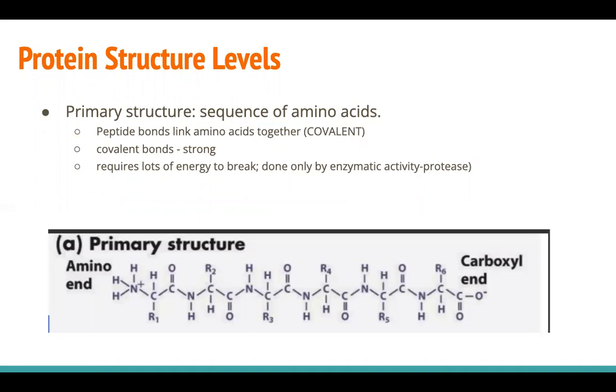So in the primary structure, it's just a sequence of amino acids. All of your peptide bonds are linking the amino acids together. Again, peptide bonds are covalent, and covalent bonds are the strongest for this class's purposes. Because they're so strong, they require a lot of energy to break. Usually you need the help of an enzyme in order to break it. They can't just be broken by moving around too much or whatever other typical way to break bonds would be.